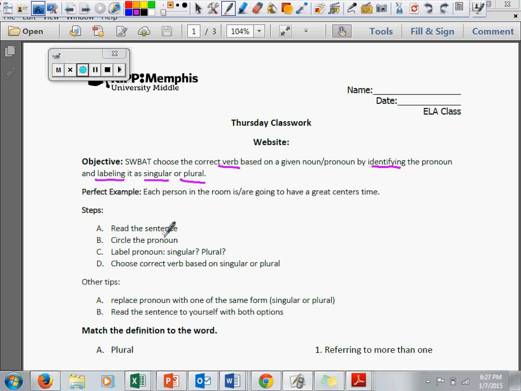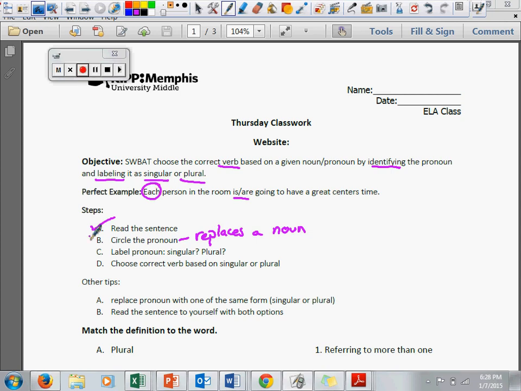Each person in the room is or are going to have a great centers time. So by the end of this example, I'm going to have to choose one of those two verbs. So I've read the sentence, check. Step 2: circle the pronoun. We know a pronoun replaces a noun. And the pronoun in this is each. Because rather than saying every student's name in Lincoln, Vandy, or Colby, I can just say each person or each student in the room is going to have a great centers time.